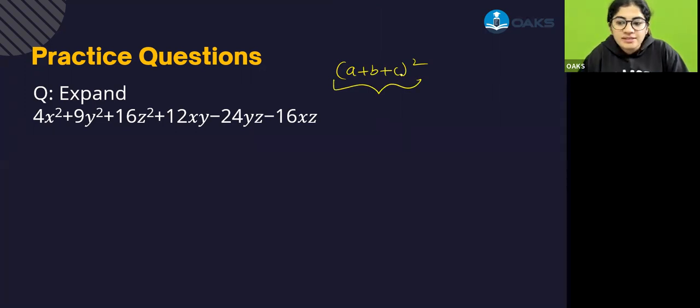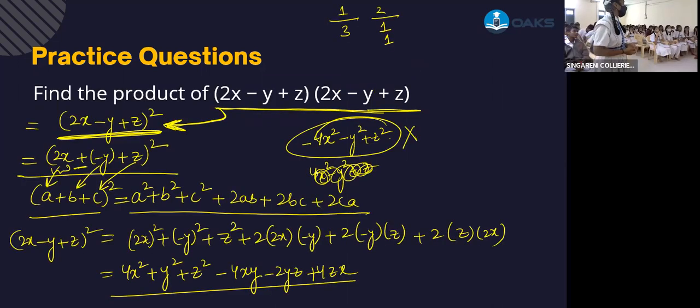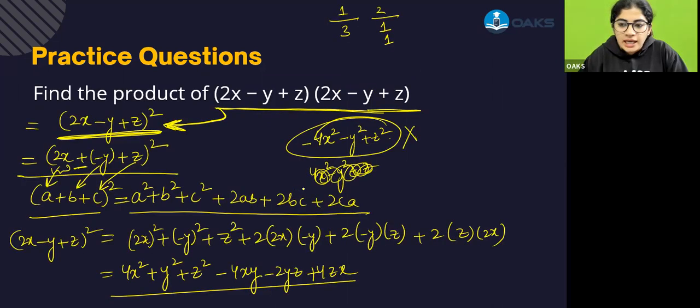Now Vaishnavi is present in school two. Okay, one second. So Vidyadhari, do you understand till now? A is 2x, b is minus y, and c is z here.